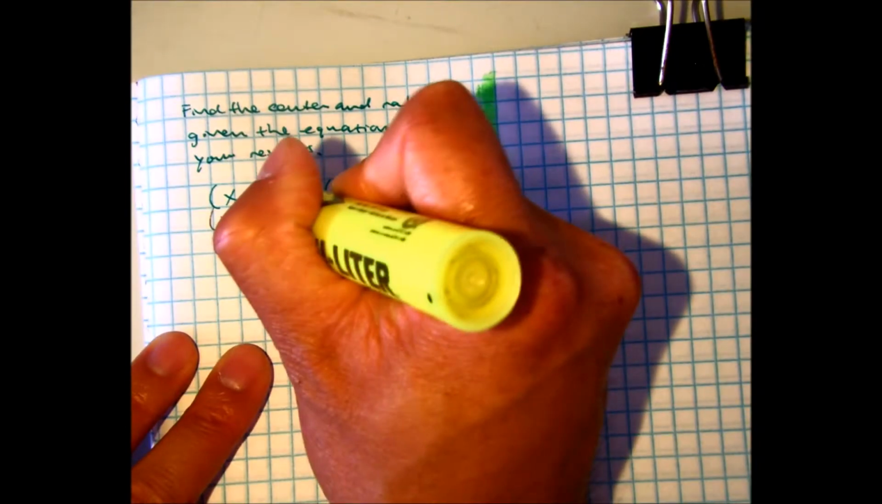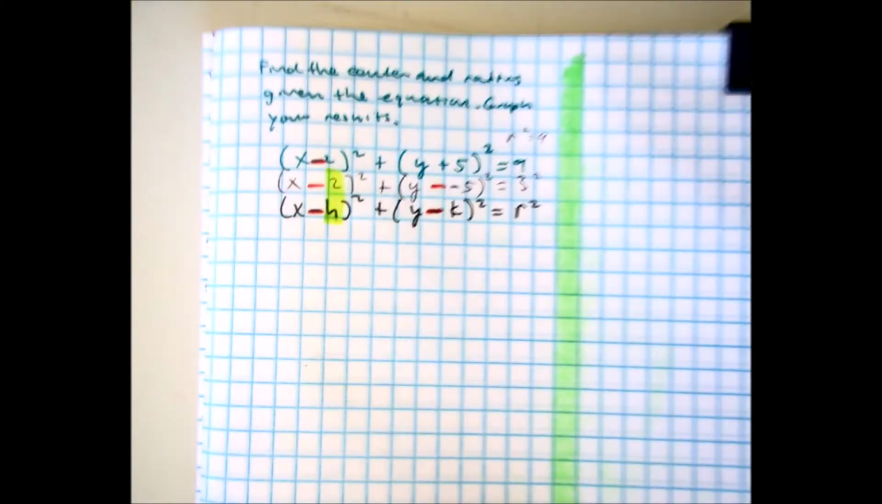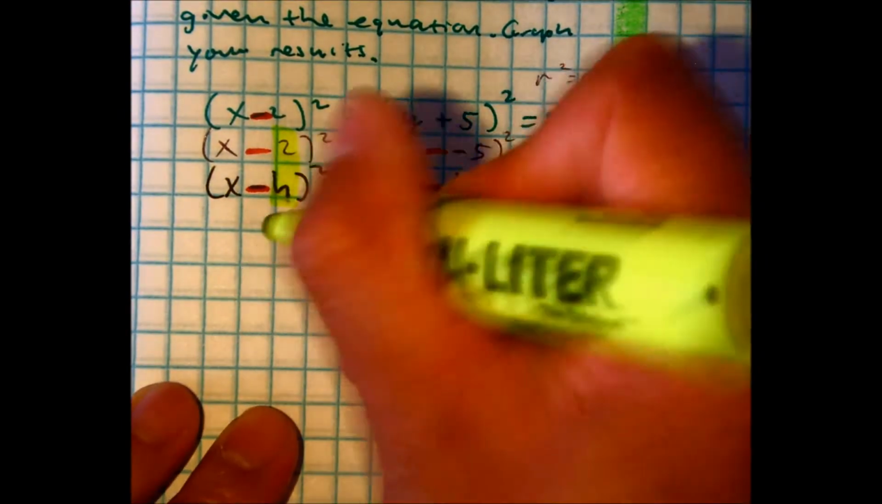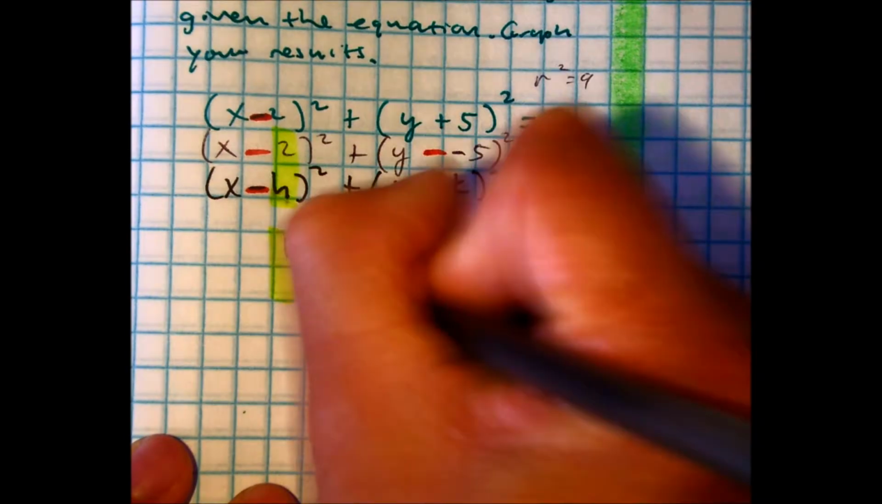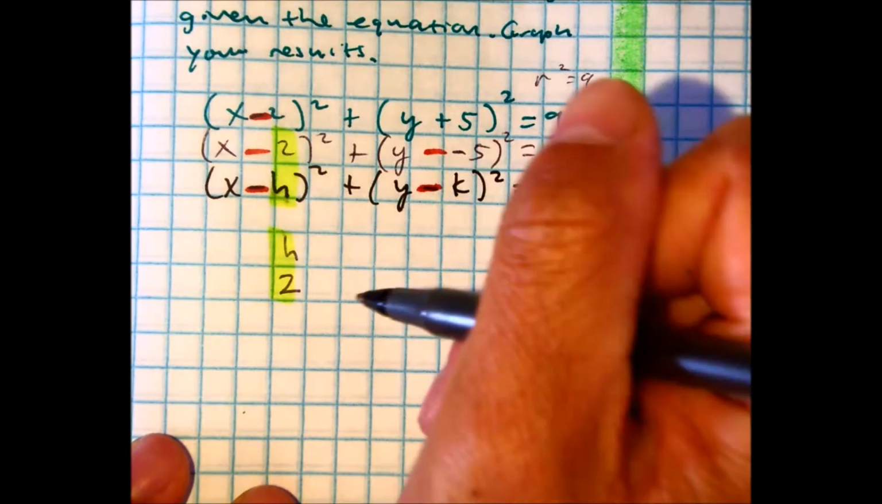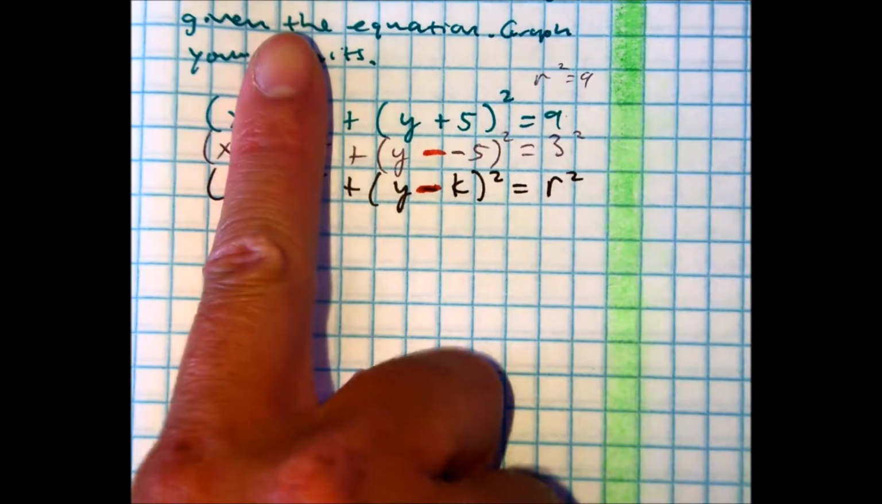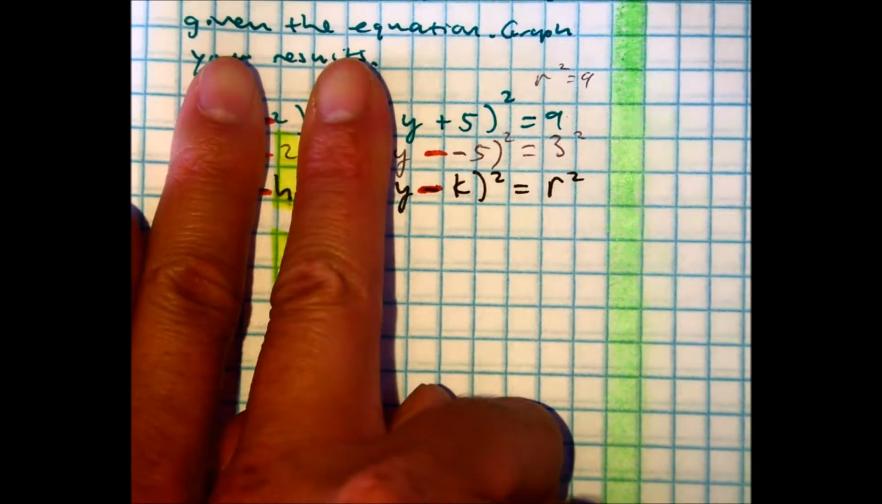Now I can figure out my h value. Do you see how I did not highlight the red subtraction sign? Class, what is our h value? 2. Positive 2. Okay? In every class, a couple of students ask, why is it positive? Well, look in the formula. There's the x value. There's the minus sign. Your h value is 2.